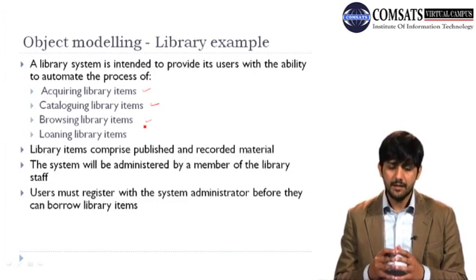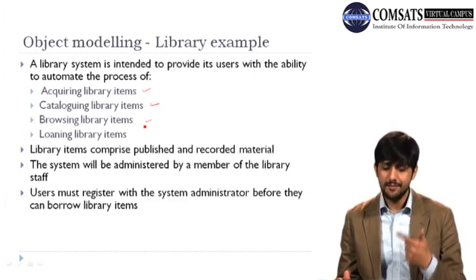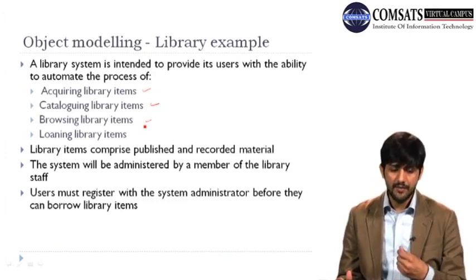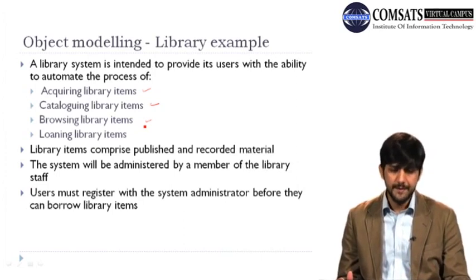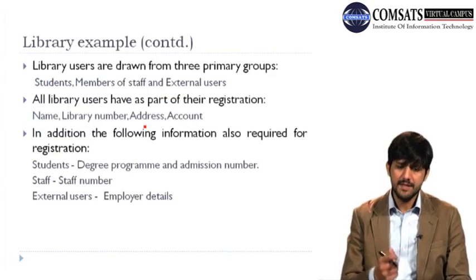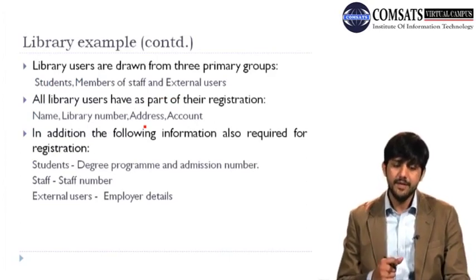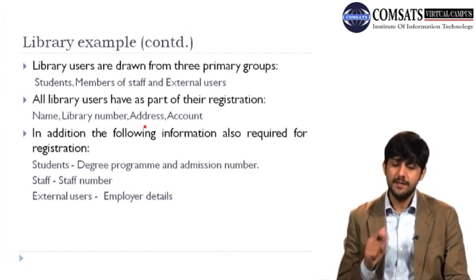So library items comprise published and recorded material. The system will be administered by a member of the library staff. Users must register with the system administrator before they can borrow library items. So these are the things that we normally, and there's some more detail about this library example. Library users are drawn from 3 primary groups: students, member of staff, and external users.